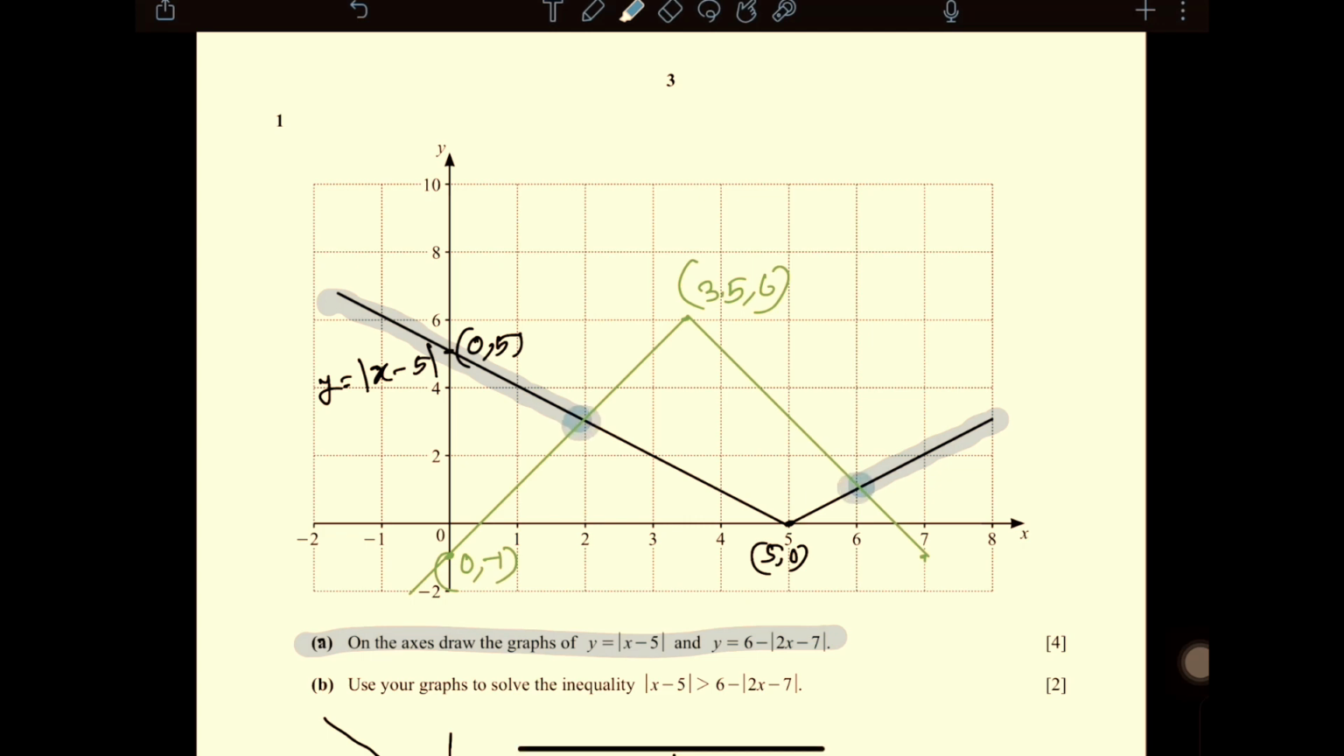So this is 2, 3, the coordinates of this point, and that point is maybe 6, 1. So since this part is decreasing gradually and this is increasing, so x less than 2 or x greater than 6.